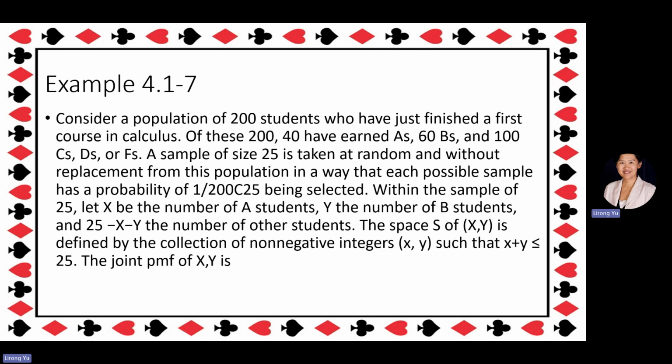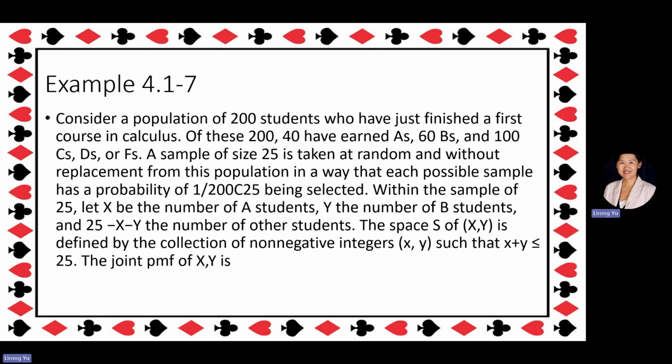Consider a population of 200 students who have just finished a first course in calculus. Of these 200 students, 40 have earned A's, 60 B's, 100 C's, D's, or F's. So that's 40, 60, and 100. A sample size of 25 is taken at random without replacement from this population in a way that each possible sample has a probability of 1/200C25 of being selected.